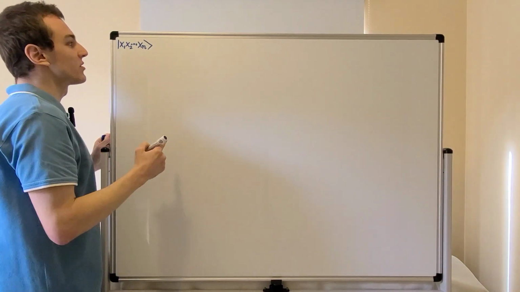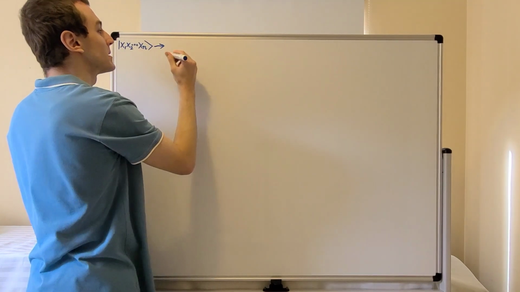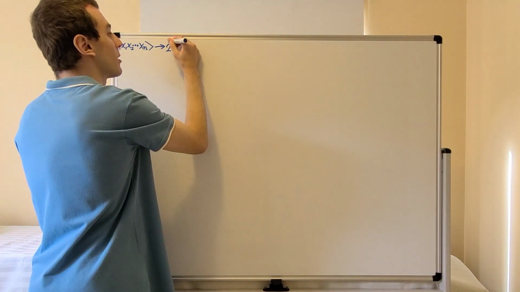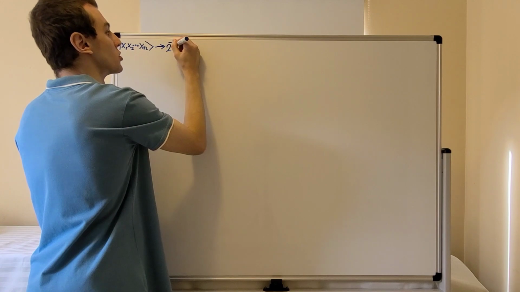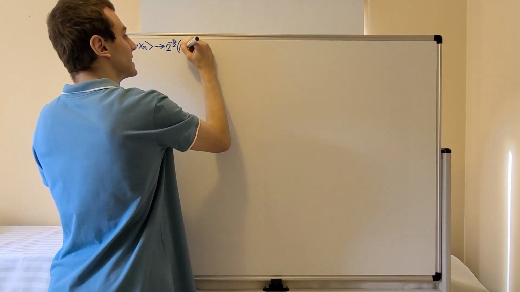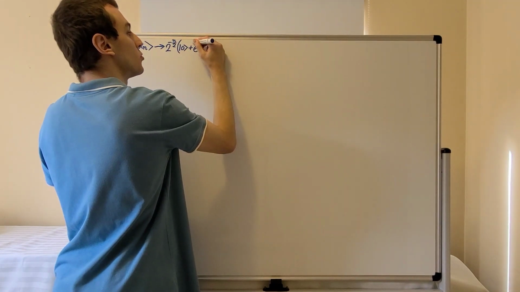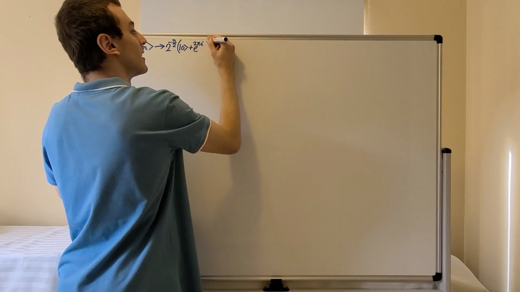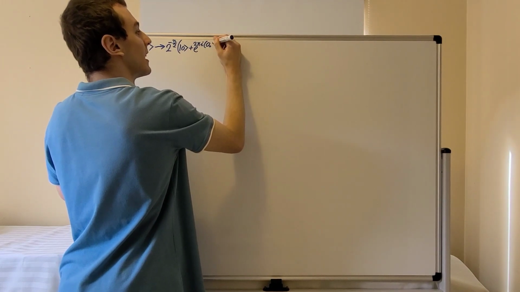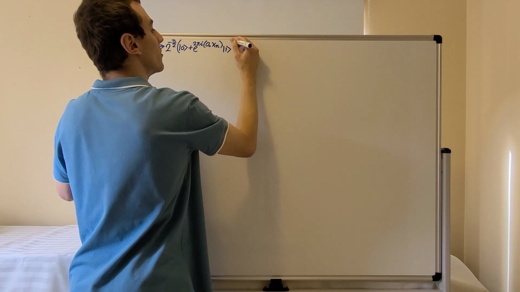The quantum Fourier transform takes this computational basis state and maps it to 2 to the power of minus n on 2. This is little n. And then we're going to have 0, so the state denoted by 0, plus e to the 2 pi i times 0.xn. And then we have 1 over here.